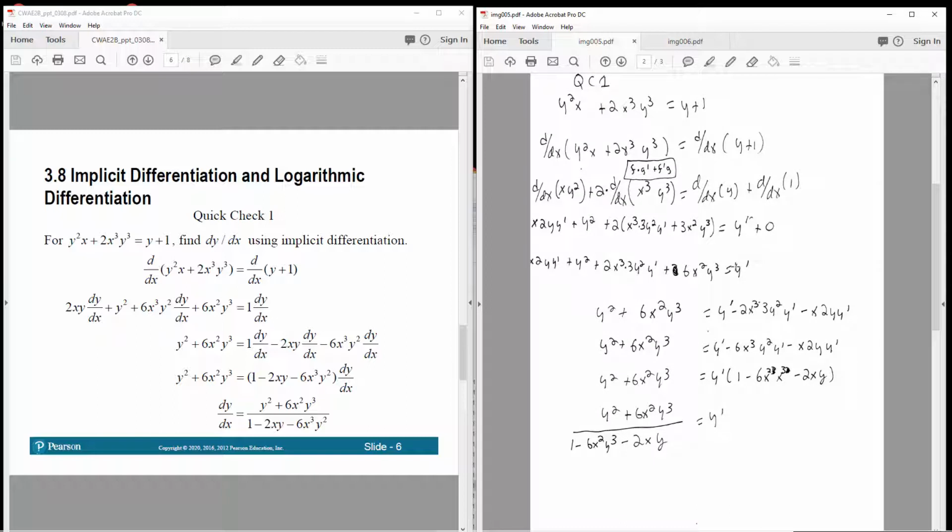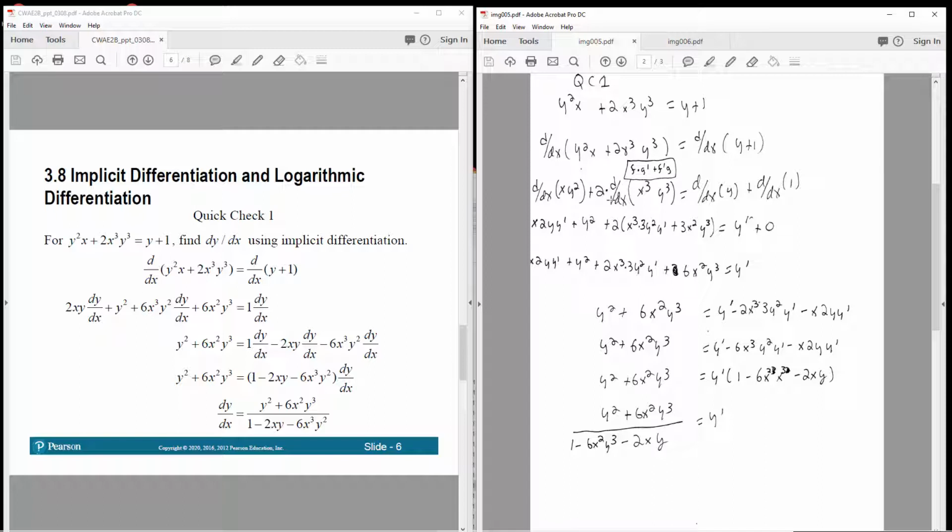Here's another one. For this one here, they ask us to use implicit differentiation. So I take the derivative of both sides. So I take the derivative of each piece. On one side I have to take the derivative of y squared x, that's a product. Then I have to take the derivative of another product.